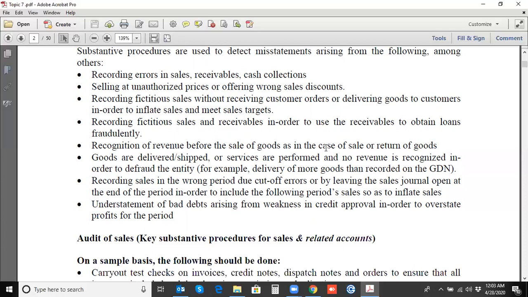For example, who is in charge of receiving customer orders? How do they receive them? How do they pass these orders on to the dispatching department? The dispatching department, what controls do they have in place to make sure that they dispatch the right quantities as ordered by the client? Once they dispatch the quantities, how do they get the goods delivered to the customer? How do they confirm that goods have been delivered to the customer?